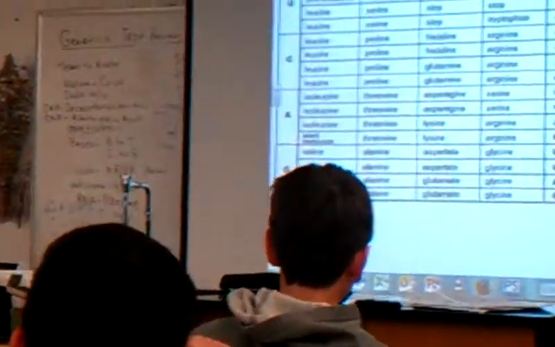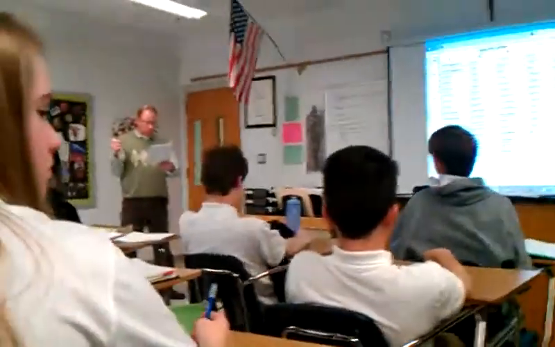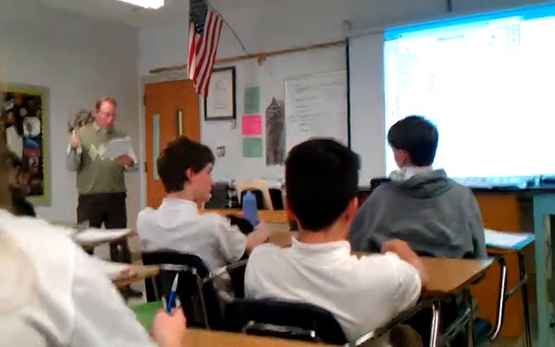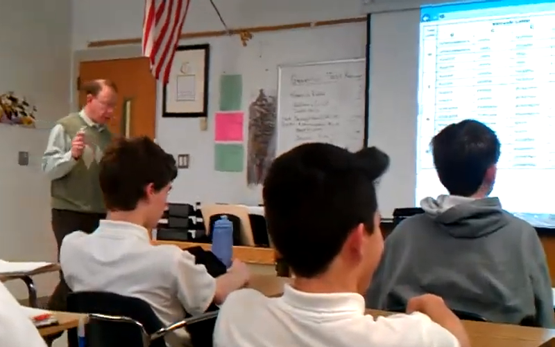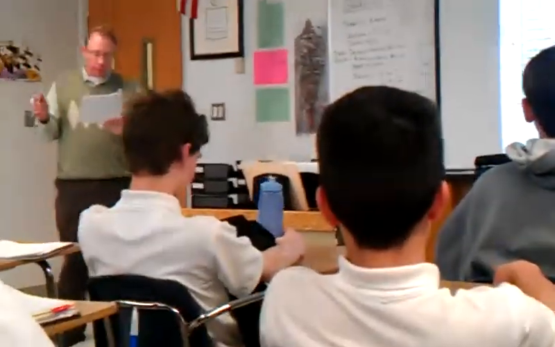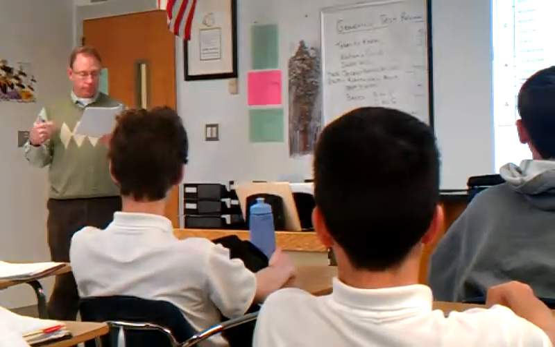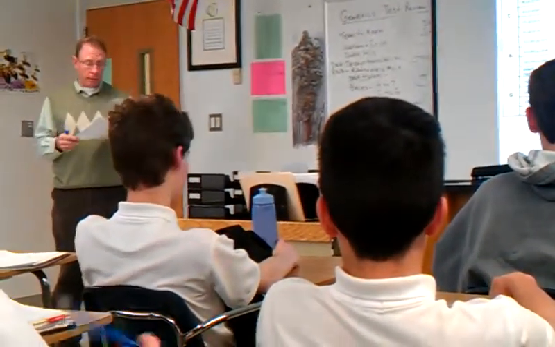All right. This is so easy. You guys are going to ace this test. Let me go over some questions. I'm reading verbatim. Listen carefully. The sequence of nucleotides in mRNA is determined by the sequence of nucleotides in what? DNA.